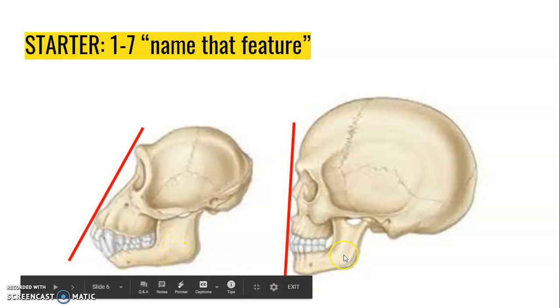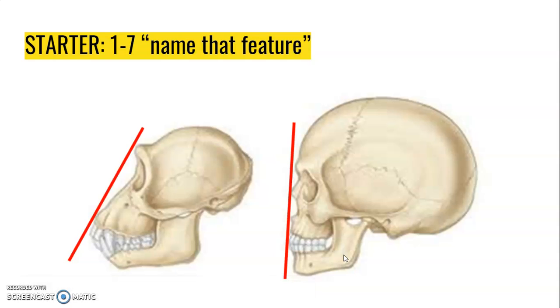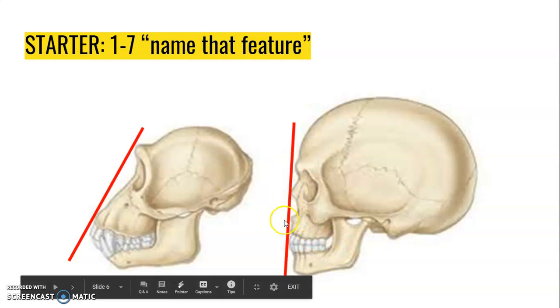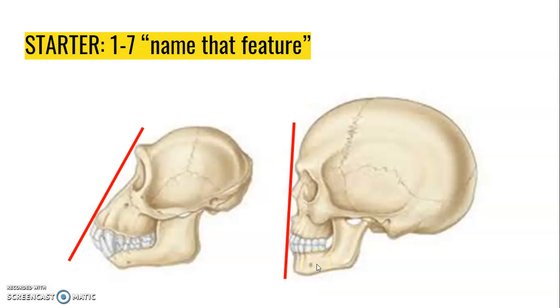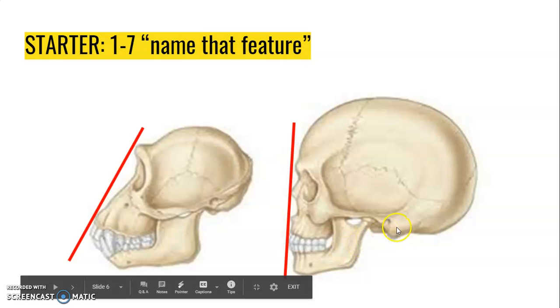And then over here, another selection pressure would be the reduction in our use of smell, which required more of an exposed snout, and also the fact that a more gracile jaw is conducive to language and speech and other things that developed later on.